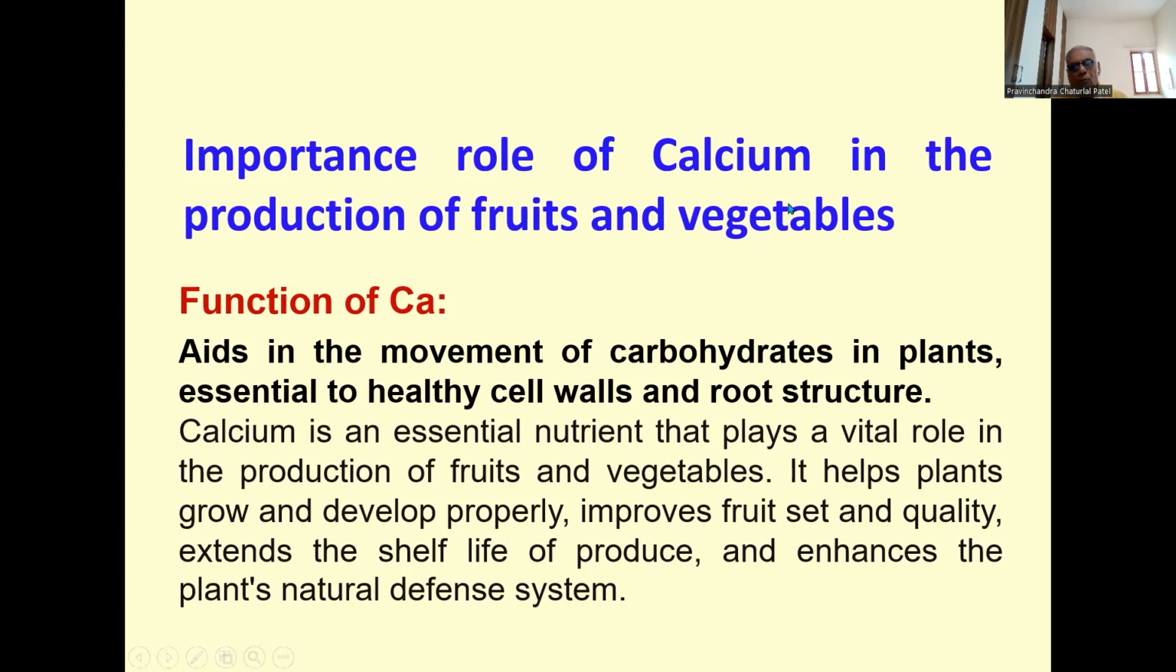Then the important role of calcium in the production of fruit and vegetables. Calcium aids in the movement of carbohydrates in plants and is essential to healthy cell wall and root structure. Calcium is an essential nutrient that plays a vital role in the production of fruit and vegetables. It helps plants grow and develop properly, improve fruit set and quality, extend the shelf life of produce, and enhance the plant's natural defense system.